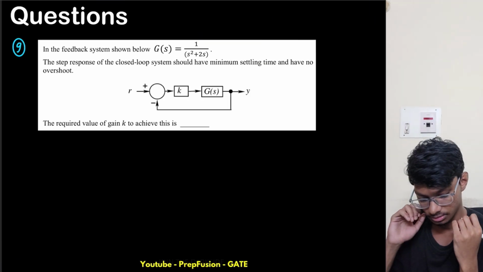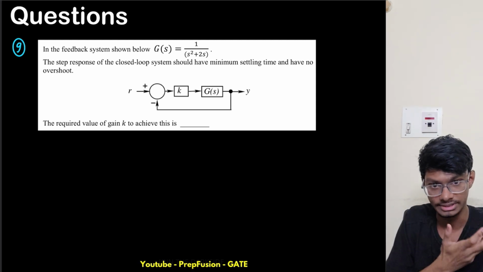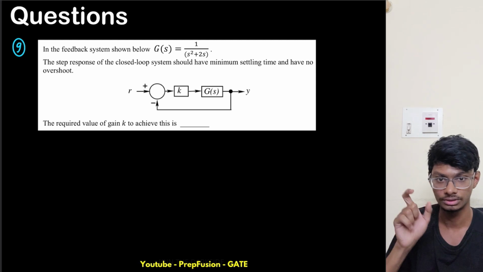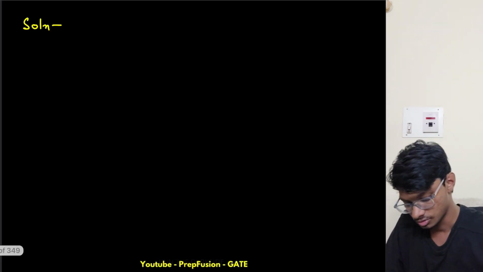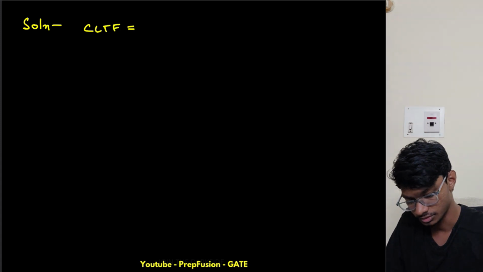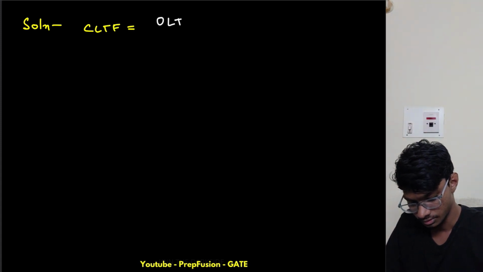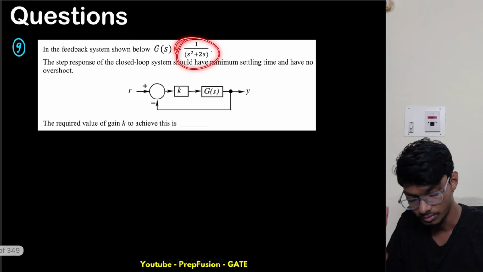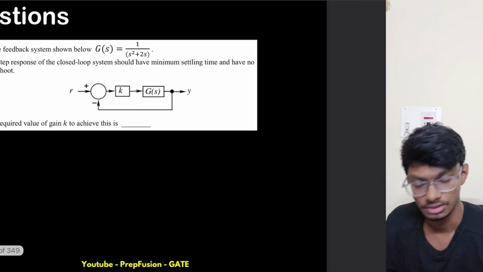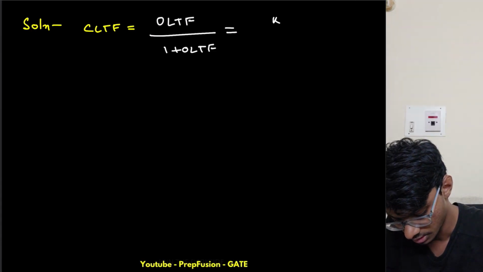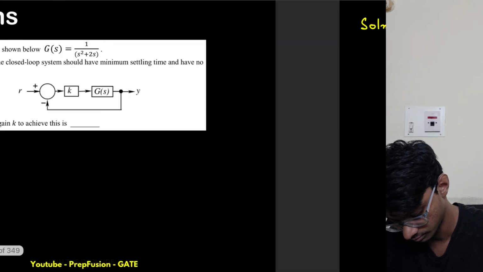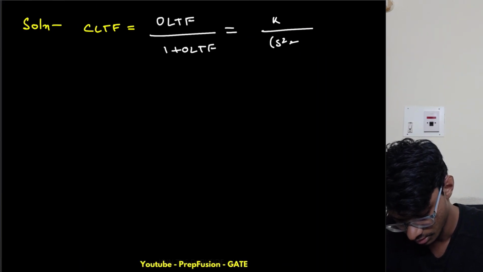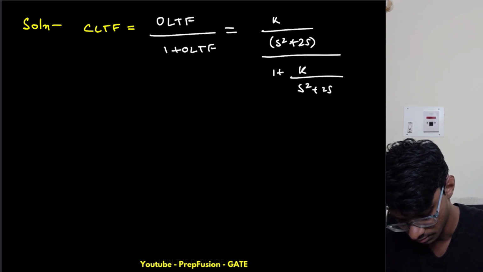will be simply, first we will find the CLTF from OLTF, and then we'll compare this with the standard critical damp system. So my CLTF will be equals to OLTF divided by 1 plus OLTF. Okay, this is not simply 1 by s square plus 2s, right? There is also a k term here, so it will be k by s square plus 2s by 1 plus k by s square plus 2s.